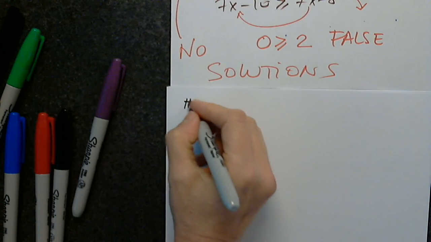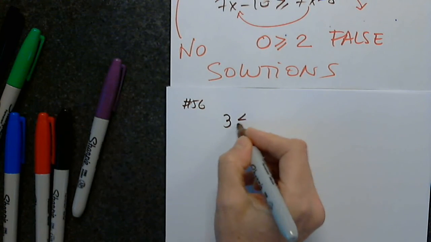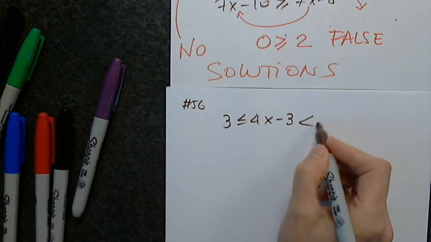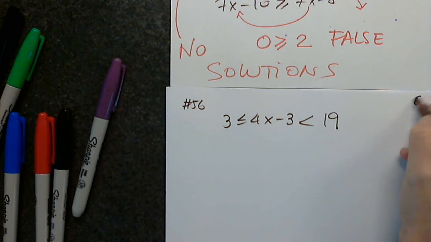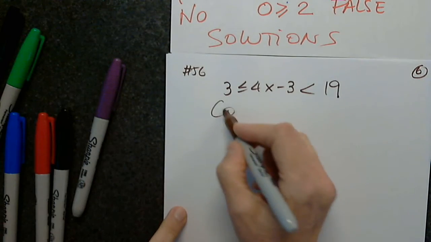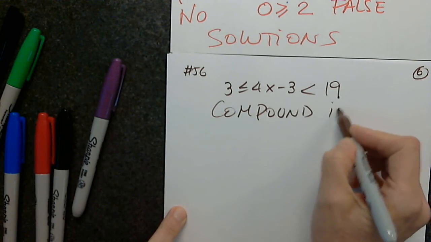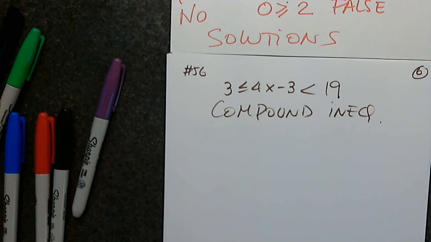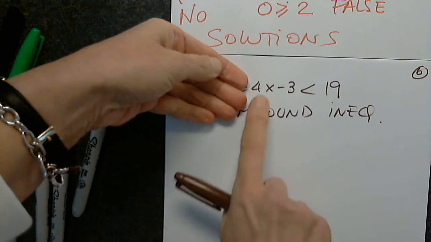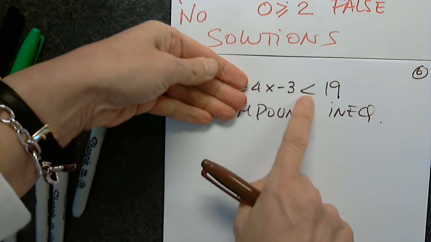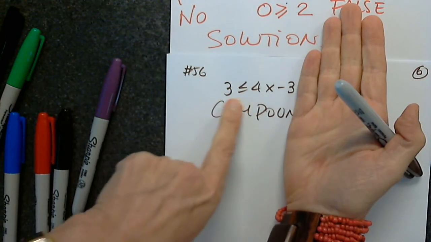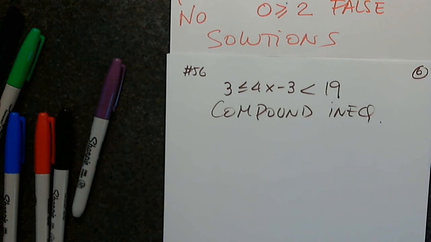Let's take a look at 56. 3 less than or equal to 4x minus 3 less than 19. This is a compound inequality. Why is it a compound inequality? Here's why. You see, this is one inequality, and here's the other one. They are put together, two inequalities put together. However, this is not a difficult situation to work with. Why? Because I can work on all three sides at the same time.